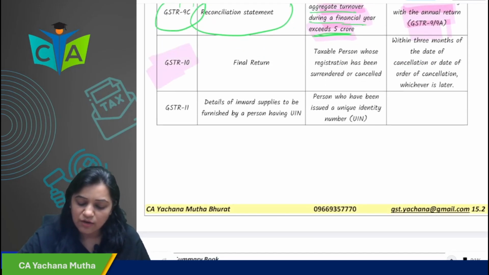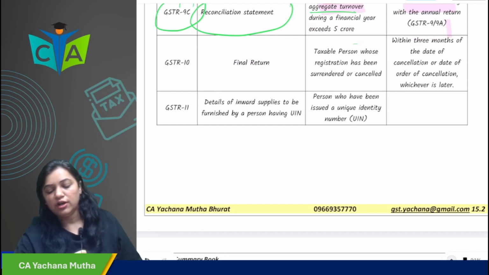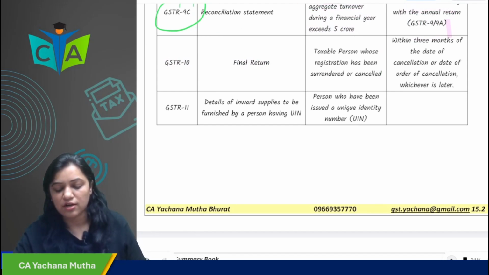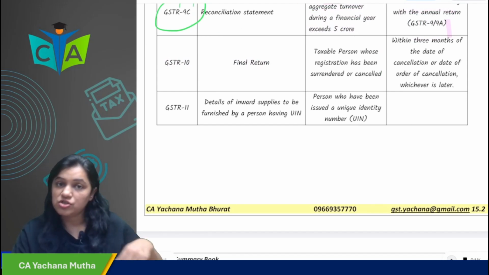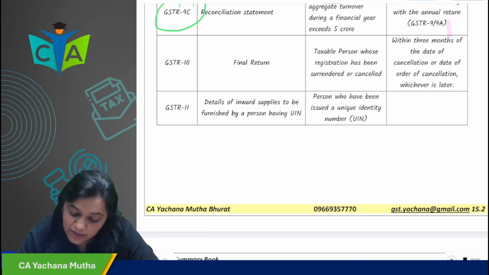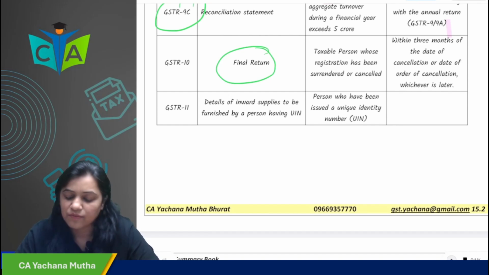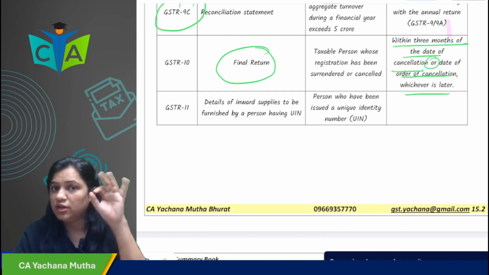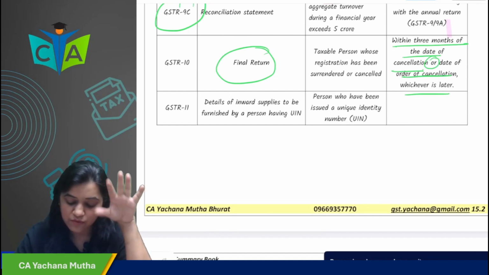Then GSTR10 is the final return. A taxable person whose registration has been surrendered or cancelled will furnish GSTR10 within 3 months of the date of cancellation or order of cancellation, whichever is later.